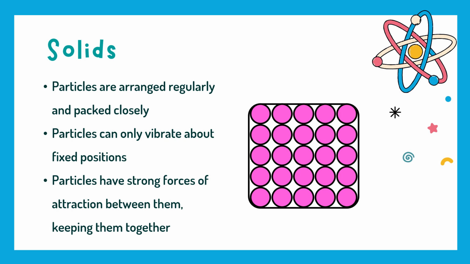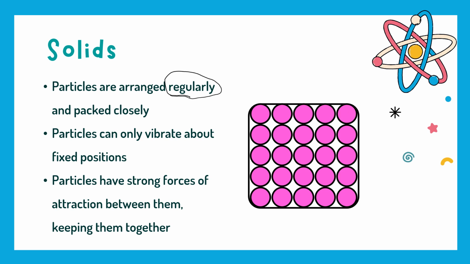So like I said before, the particles in a solid will always be arranged very regularly. Okay, and this means that it's arranged in a very specific pattern called a lattice, where they form basically rows. Okay, so these particles are packed really, really close together, and they have some really strong forces of attraction between them, keeping them in that fashion.